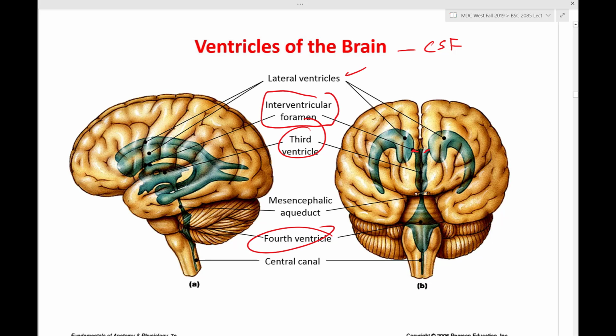So from the lateral into the third, and from the third to the fourth, that is the mesencephalic aqueduct, or aqueduct of Sylvius, or cerebral aqueduct. That's how your lab teaches you, cerebral aqueduct. Okay? And then lastly, out of your fourth ventricle, you have your what? Central canal, which is the one you find in the middle of your spinal cord segment. You guys remember this kind of drawing, right? So this is your central canal. Okay? That spans all the way out.